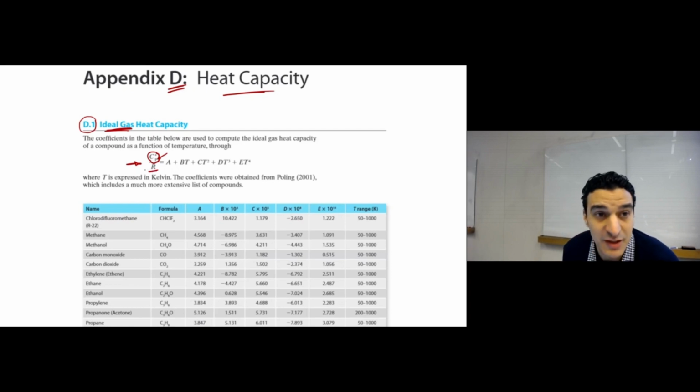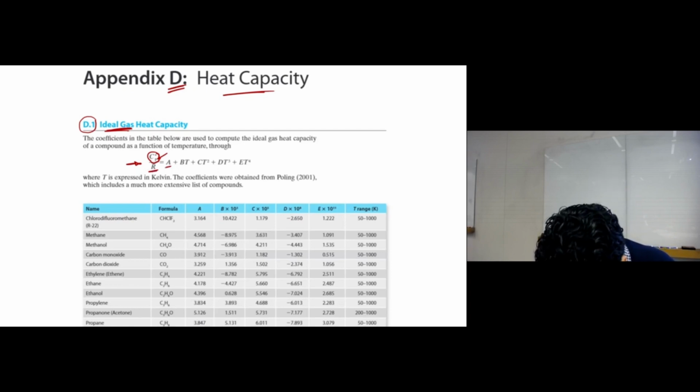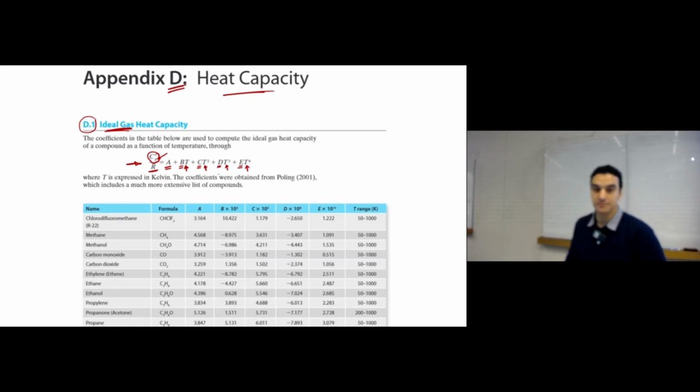Divided by R, the ideal gas constant, equals parameter A plus parameter B times temperature, plus parameter C times temperature squared, plus parameter D times temperature cubed, plus parameter E times temperature to the power 4. How can you get the values of A, B, C, D, and E from this table? Again, you have the name of your substance. Let's say we have methane, for example, with the formula CH4.